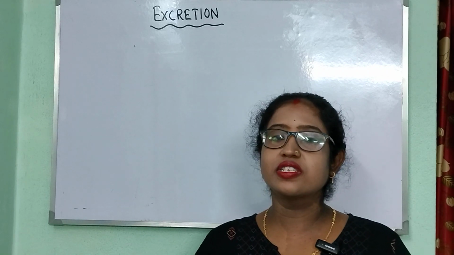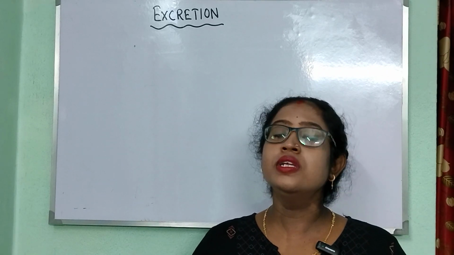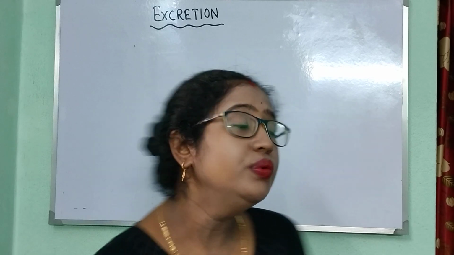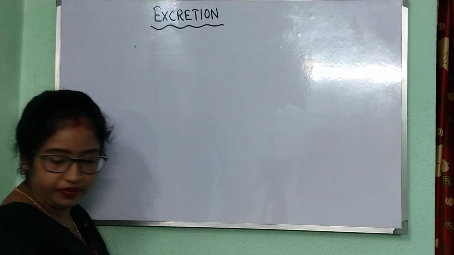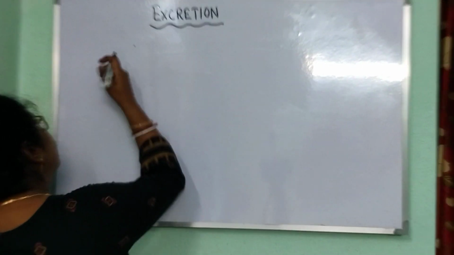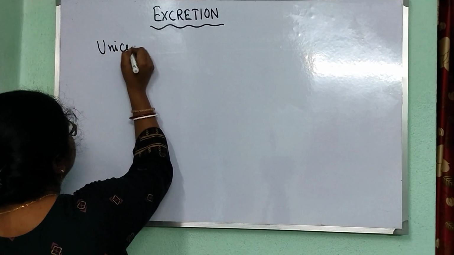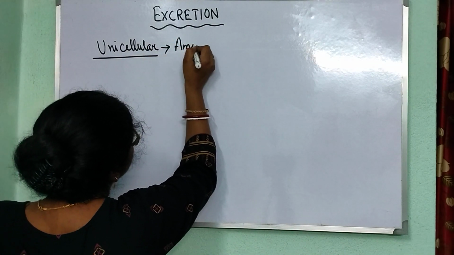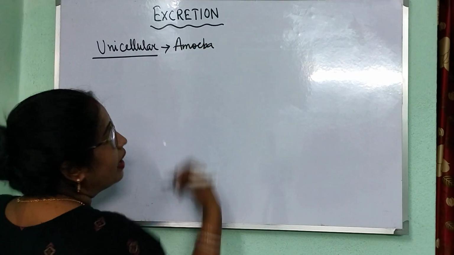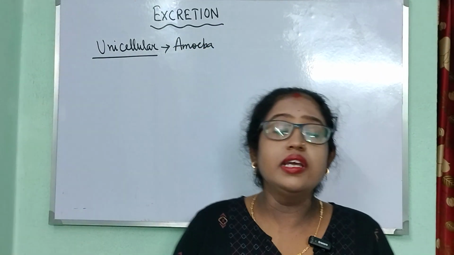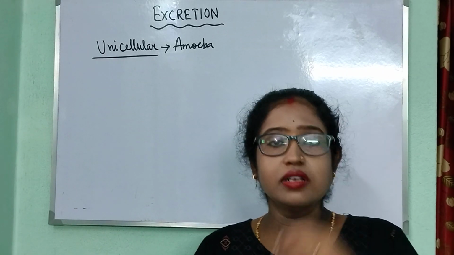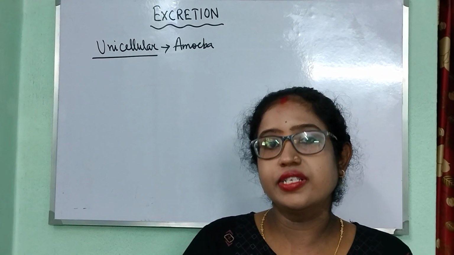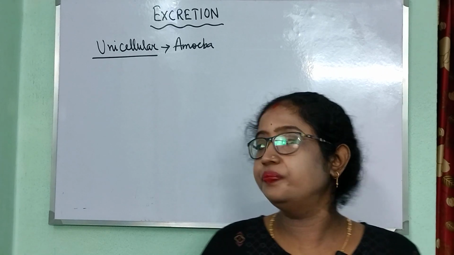In today's session, we will discuss the excretion process in unicellular as well as in multicellular animals. So, in unicellular animals, like the amoeba or the paramecium, they lack a definite excretory system in their body structure because they have only a single cell.